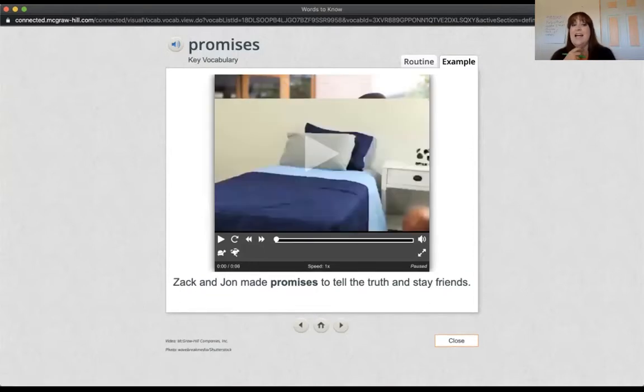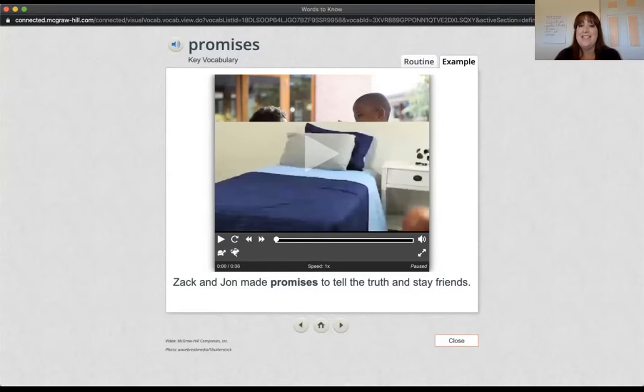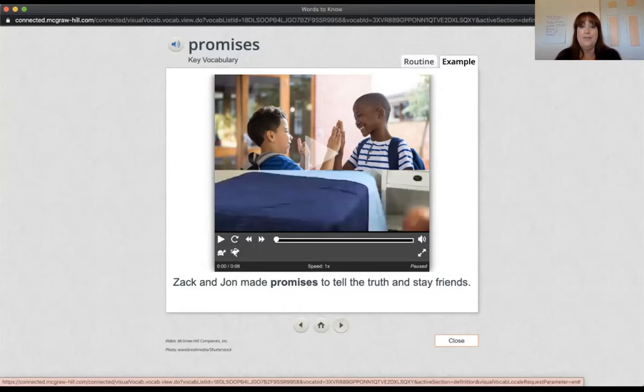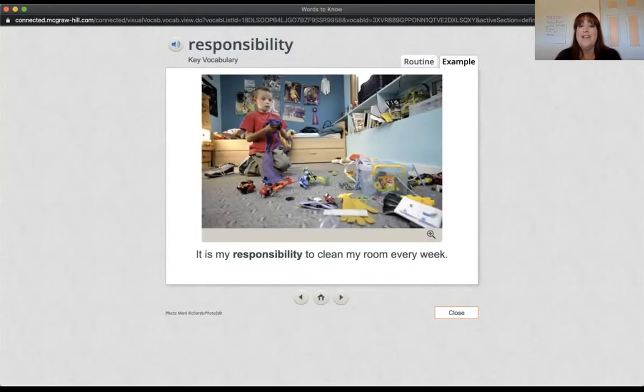Promises. Zach and John made promises to tell the truth and stay friends. So promises are words that you say that you know you're going to do. So you don't want to make a promise if you're not going to keep it. It is my responsibility to clean my room every week. And when we talked about that, we talked about classroom responsibilities and how if it's your mess, it's your responsibility to clean it up. So it's a job that you have to do if it's your responsibility.